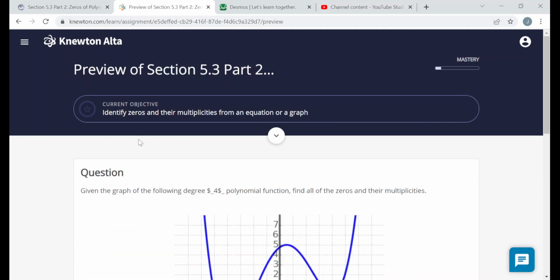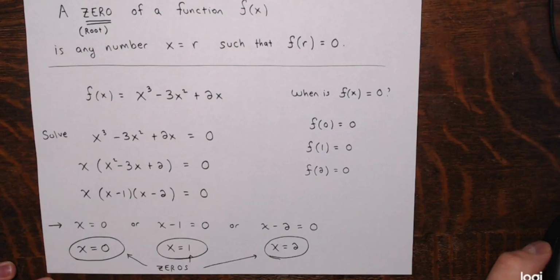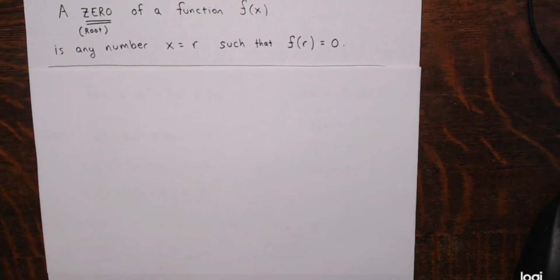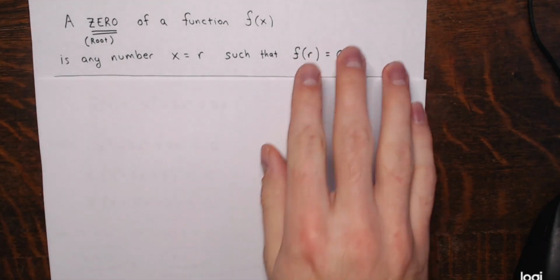All right, so now we're on the other objective. Identify zeros and their multiplicities from an equation or a graph. I want to talk more about this word multiplicity before we get into this graph here. I already defined what a zero of a function is.